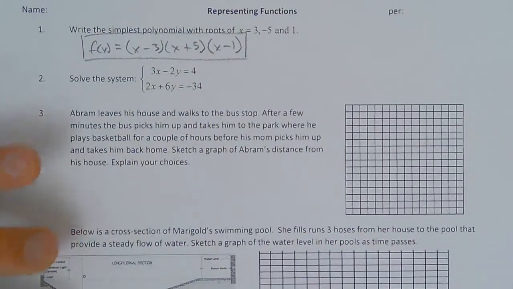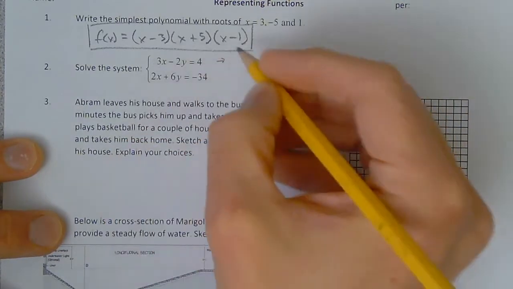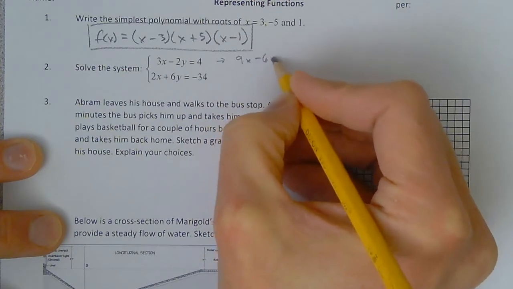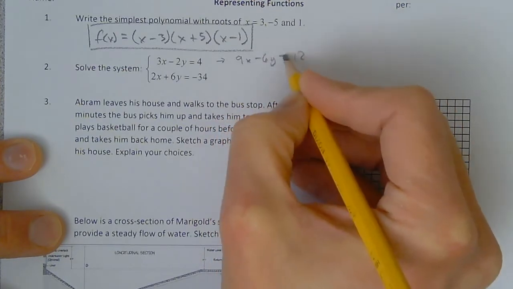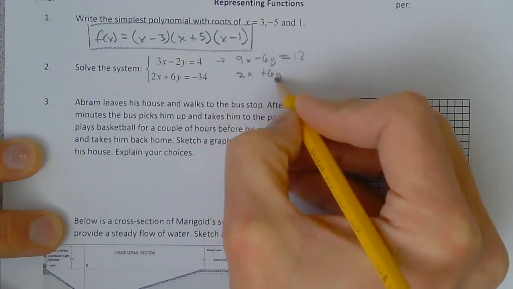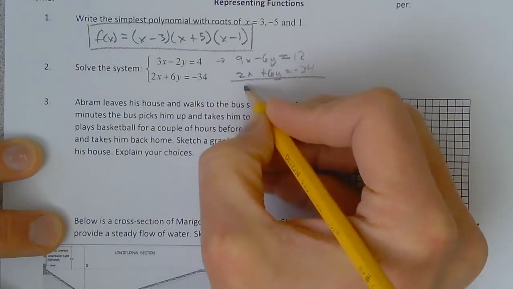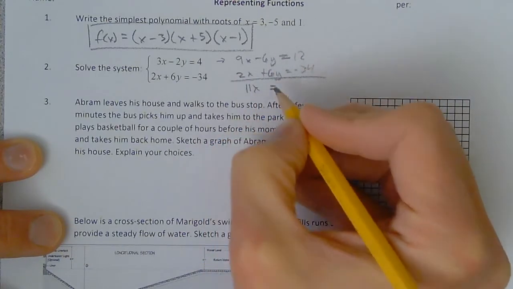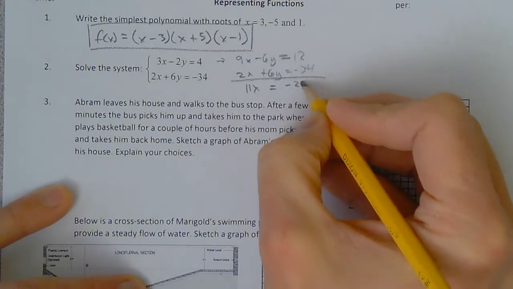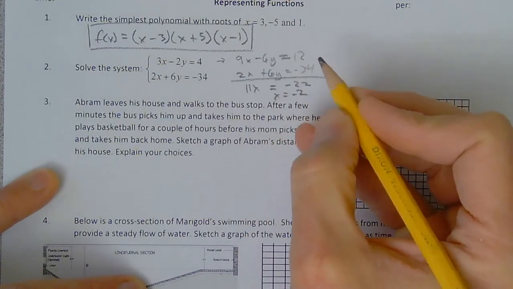Solve this system. So it looks like maybe if I took this top equation, I multiplied everything there by 3, I'll do an elimination method. Give me a 9x - 6y = 12, and keep the bottom equation as 2x + 6y = -34. If I added those together, I would get 11x is equal to, looks like -22. So x is -2.